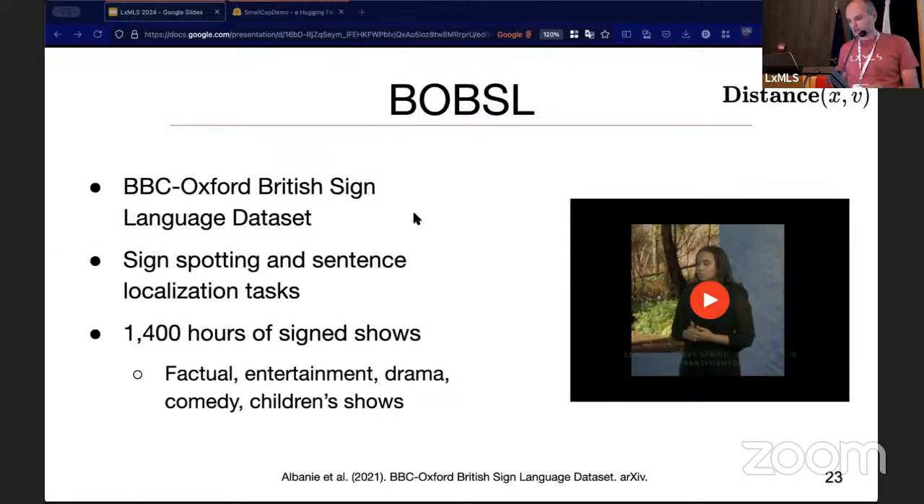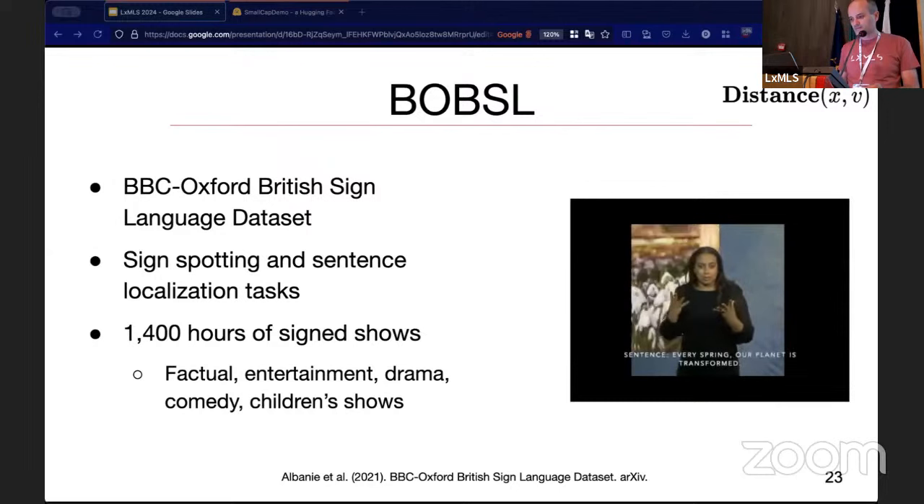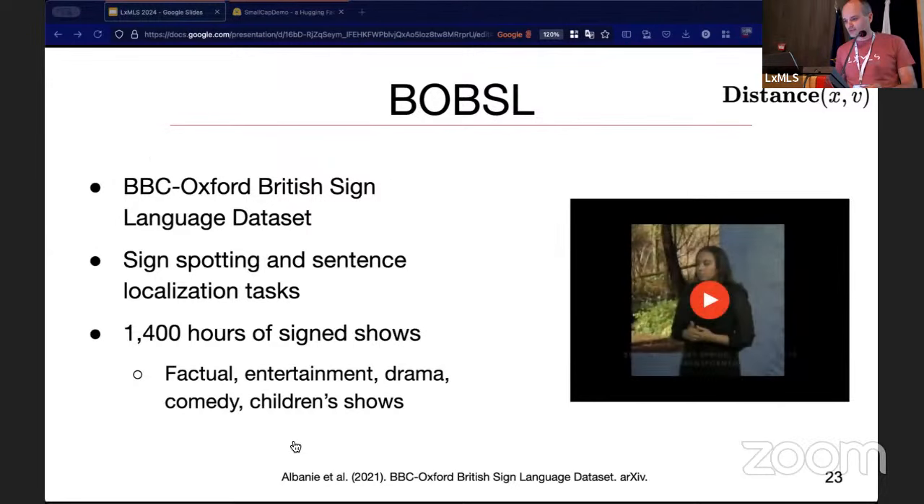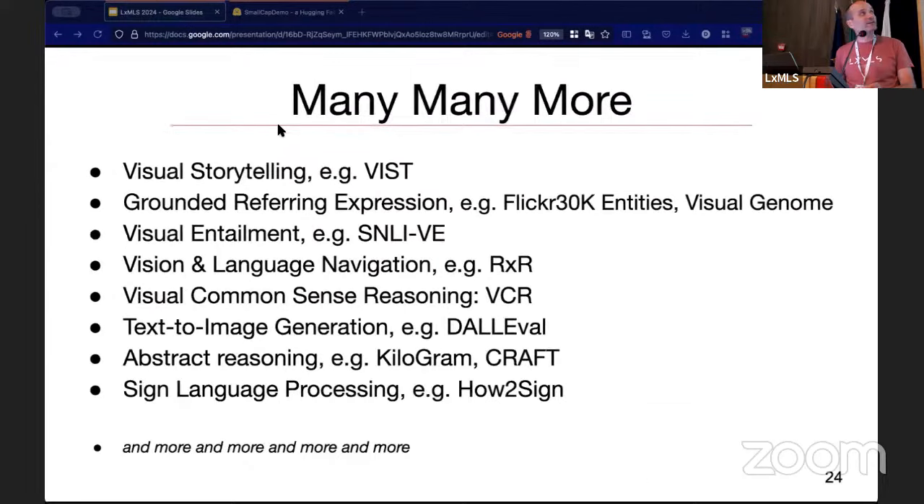How do I make you go to the next slide? Okay. Oh, this is a mess.